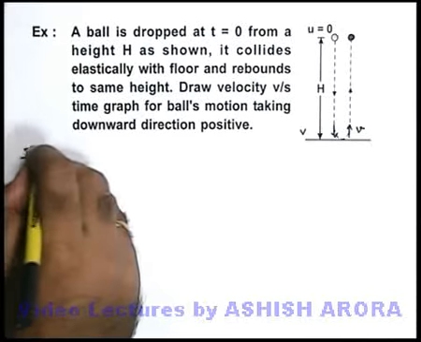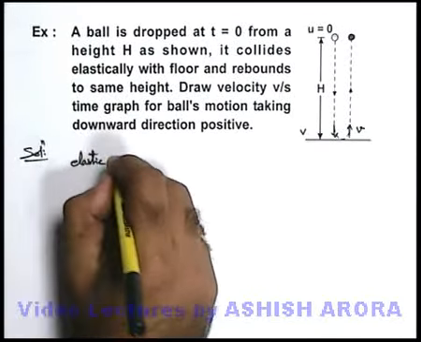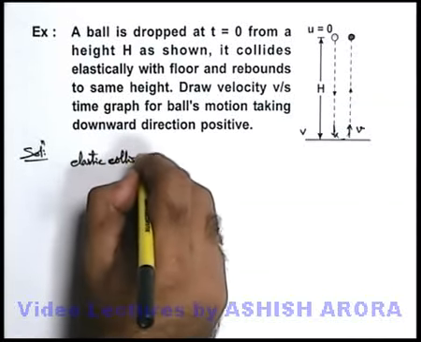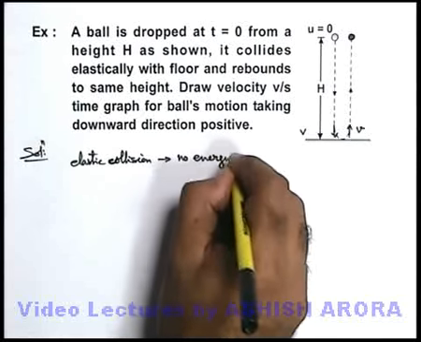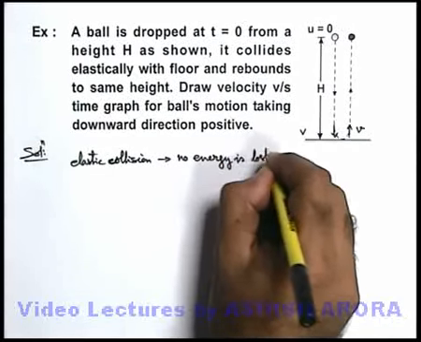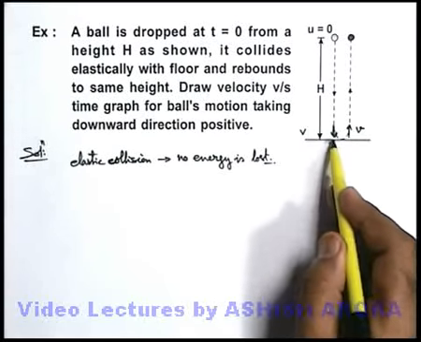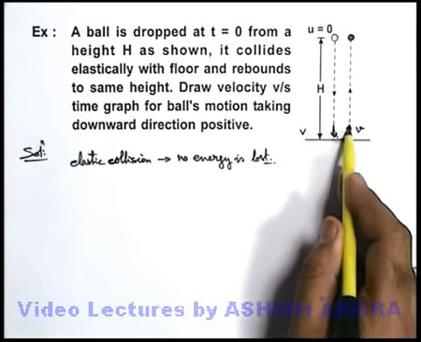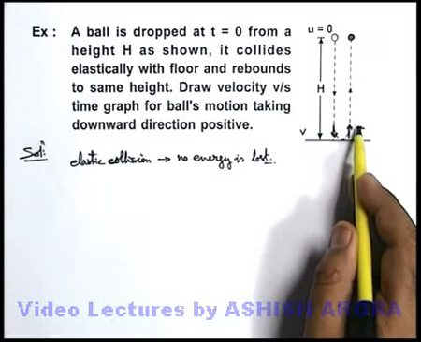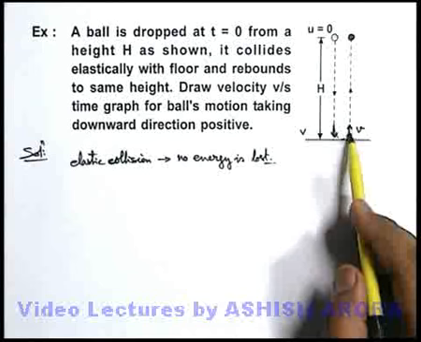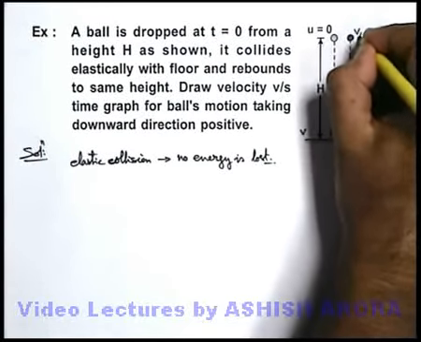You just always keep in mind one thing. When we talk about elastic collision, here no energy is lost. Always keep this in mind. The kinetic energy with which a ball strikes the floor, with the same kinetic energy it rebounds. That means the speed remains the same, only the direction of velocity changes. And it rebounds to the same height. Obviously, if the velocity is the same, it will be able to reach the same height where the final velocity will again become 0.